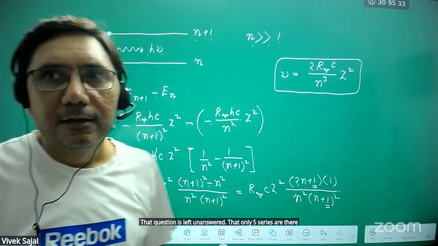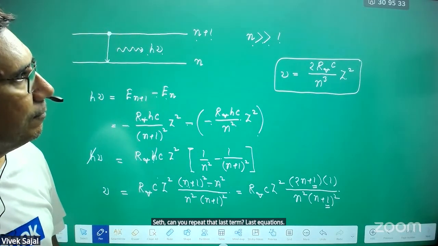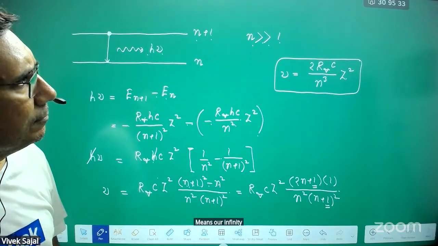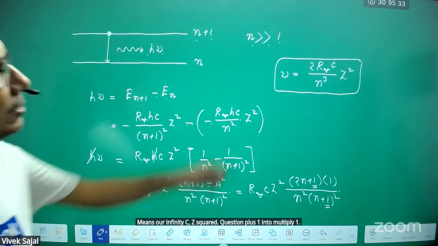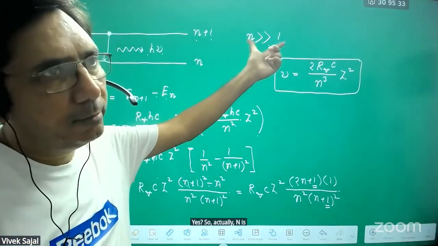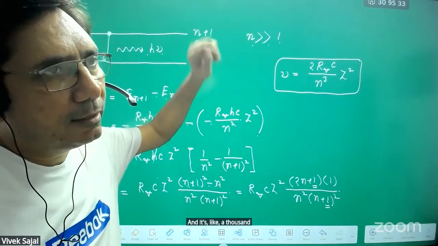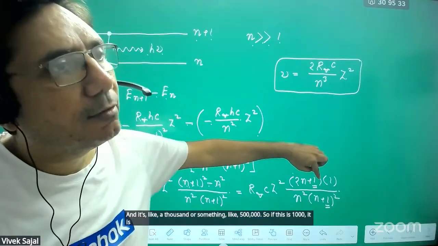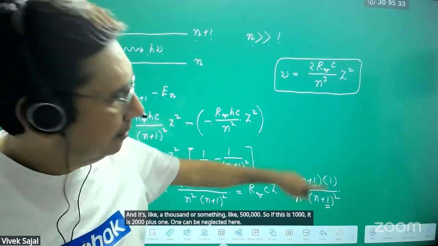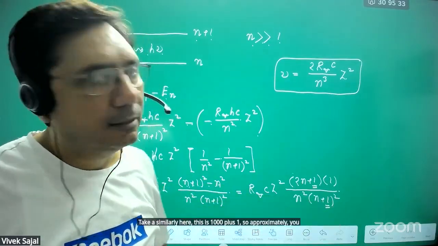Why, sir, only? Can you repeat the last equations? Means R infinity c Z square, twice n plus 1, multiplied by 1 divided by n square. Actually, n is much, much greater than 1, beta. N is like 1,000 or something like 500,000. So if this is 1,000, it is 2,000 plus 1. 1 can be neglected here. Okay? Similarly here, this is 1,000 plus 1. So approximately you can cancel this one.